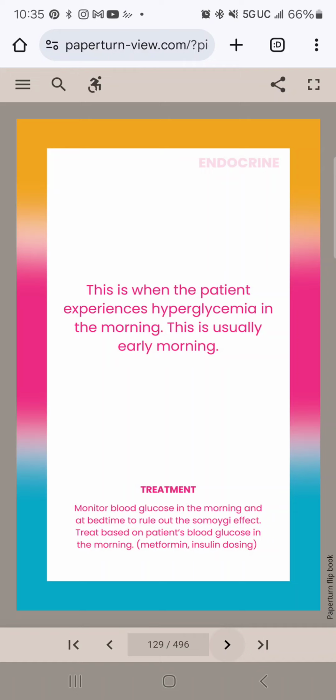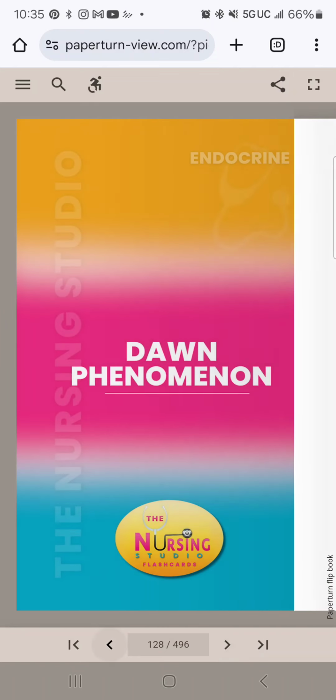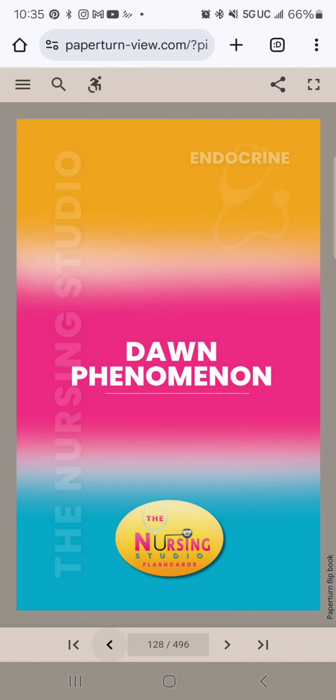All right, so an endocrine one. This is when the patient experiences hyperglycemia in the morning. This is usually early morning. The treatment is to monitor the blood glucose in the morning and at bedtime to rule out the Somogyi effect. We treat based on the patient's glucose in the morning, metformin or insulin dosing. And that would be your dawn phenomenon, right?